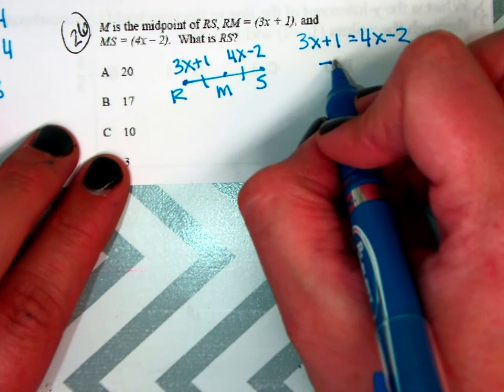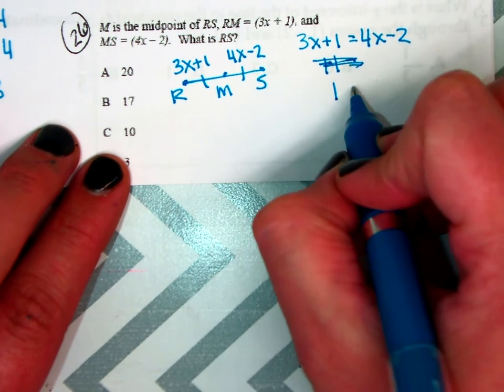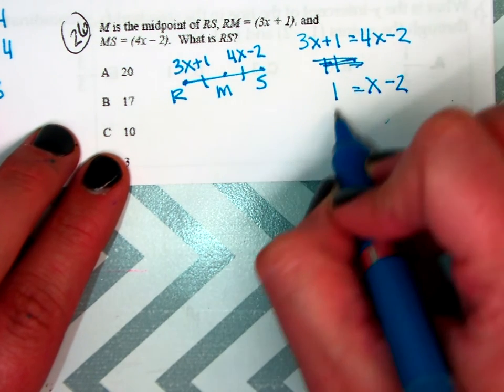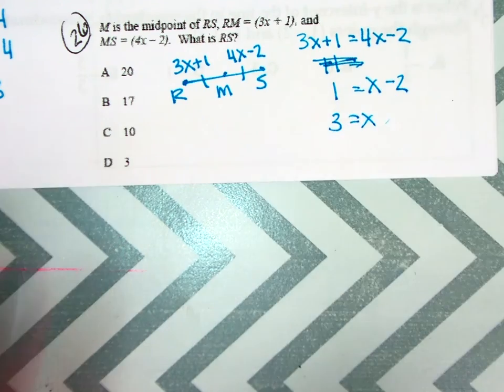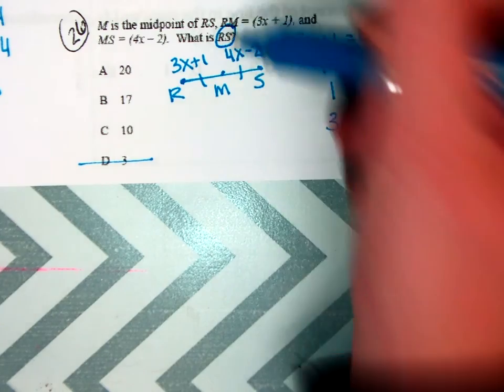Subtracting 3x leaves me with a positive 1 over here. Again, I don't know why I wrote that. 1 = x minus 2. When I add 2, I get 3. So my x value is 3. Again, not answer D. And it wants to know the measurement of RS, which is the full segment.